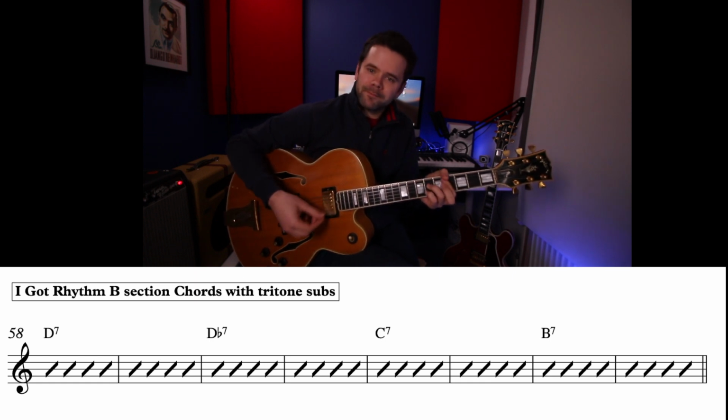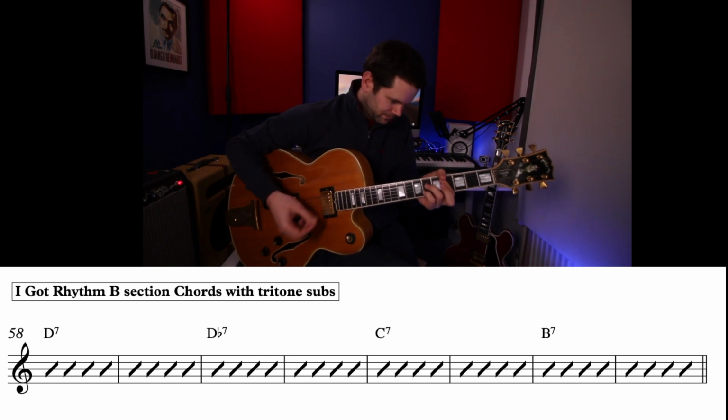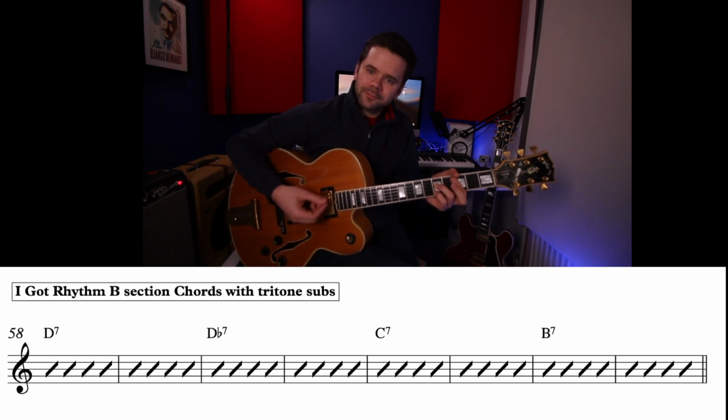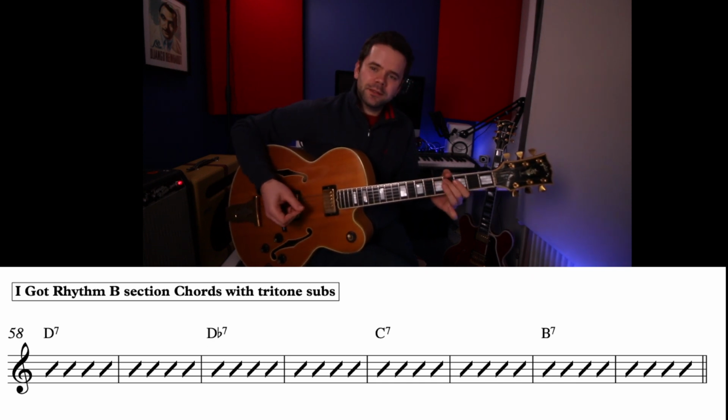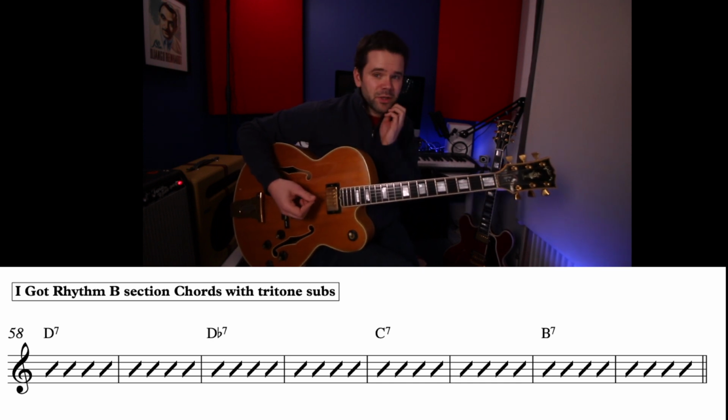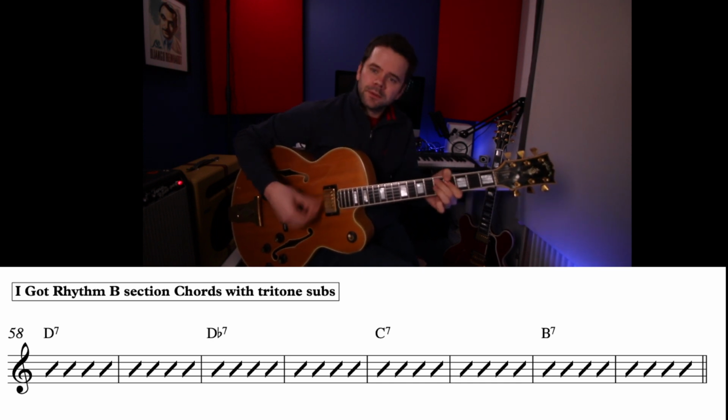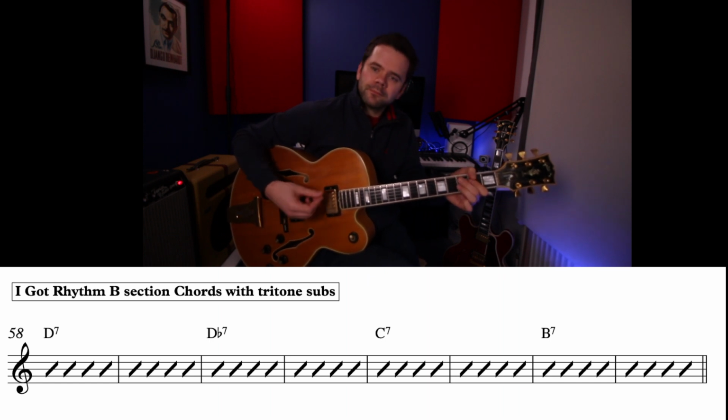D flat 7, C7, B7. So that gives us da, da, da, da, so there's less movement, that chromatic 4. The next chord's a B flat, so you'd be a semitone above that, would work out well.